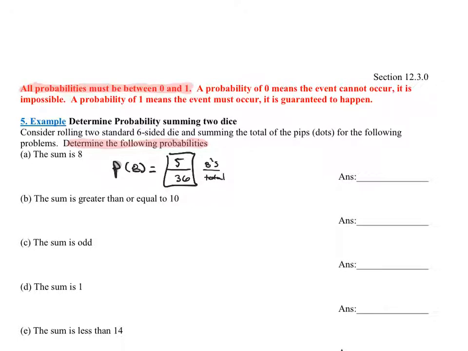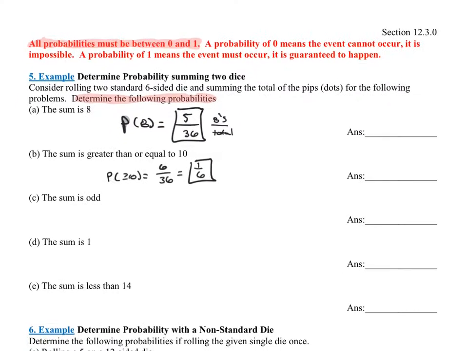What about the sum greater than or equal to 10? Go on the chart and look at how many 10s, 11s, and 12s you see. I'm seeing a total of 6 numbers that are greater than or equal to 10. And again, there's 36 total possible. 6 over 36 does simplify into 1/6. So the probability of rolling a sum greater than or equal to 10 is 1/6.